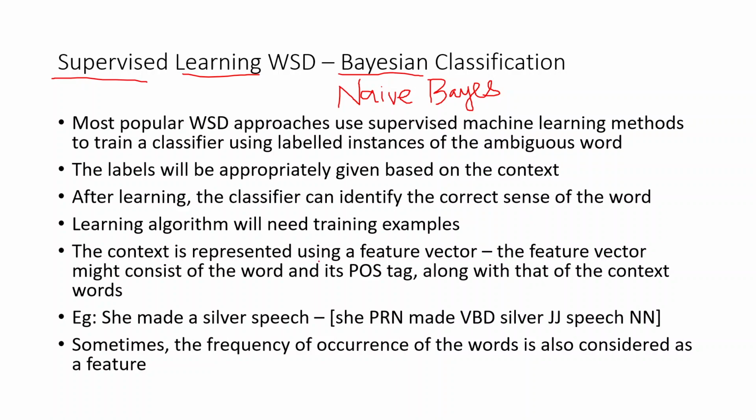Now, the learning algorithm will need training examples. So we are saying we are giving sentences. Sentences are the context. We said the context means a set of words or a sentence in which our particular ambiguous word is present. So, how do you represent a sentence to a machine? It is only a set of text, right? How do you represent that?